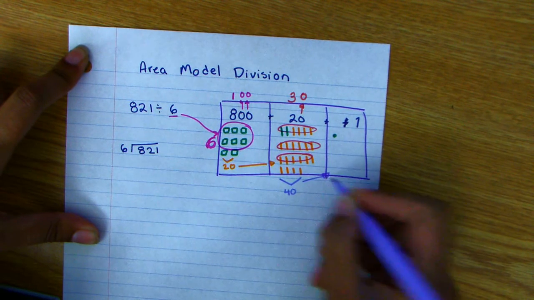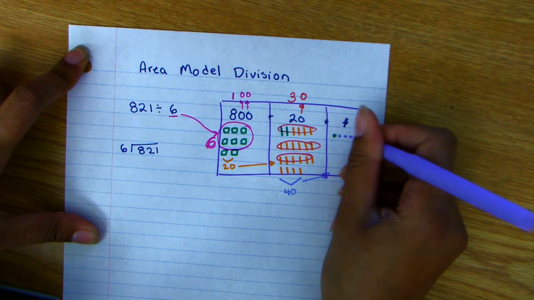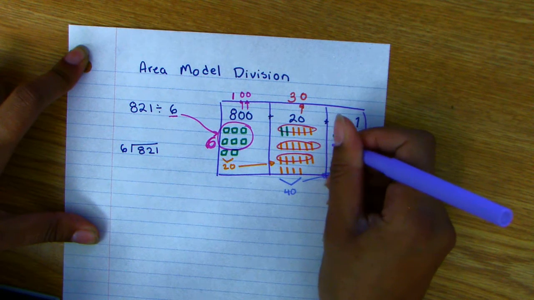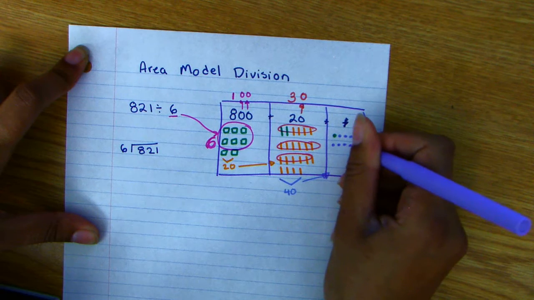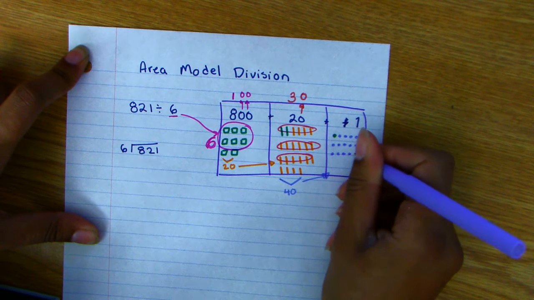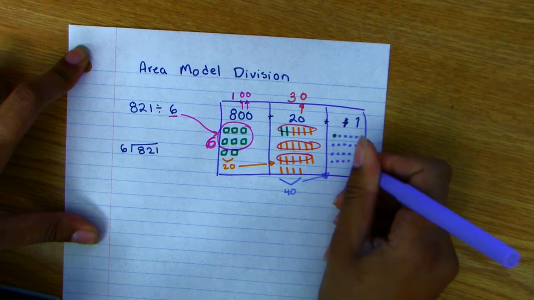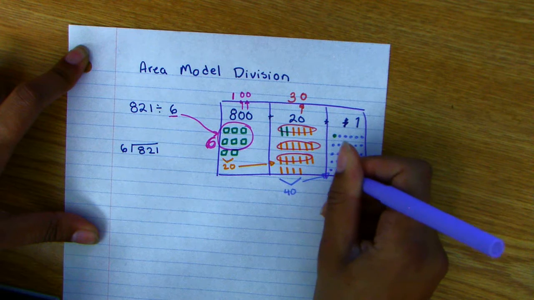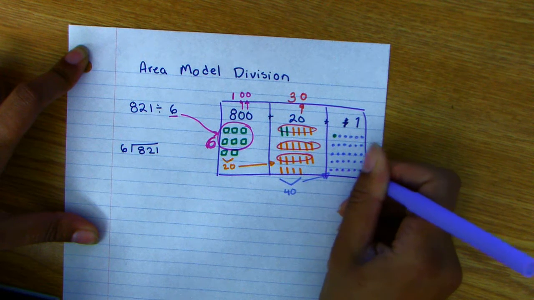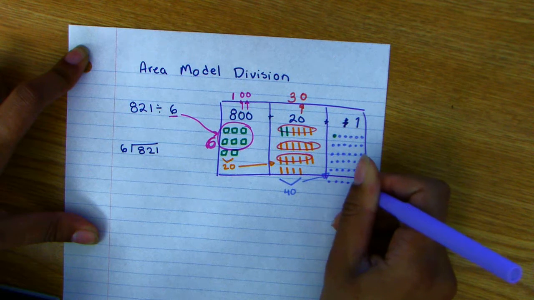I have 40 left over, right? So I have 10, 20, 30, 40. I'm drawing 40 ones in my ones category. And remember, I'm drawing my ones in really nice and neat groups of 6 because I know I'm going to be circling my groups of 6 next.